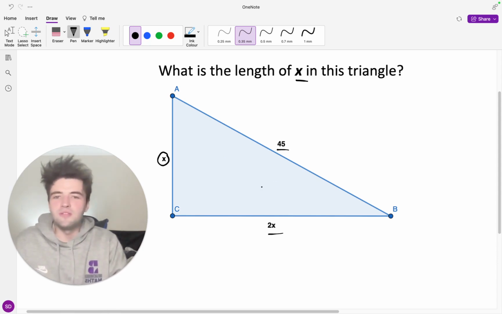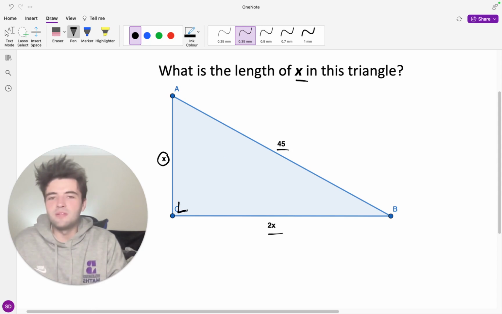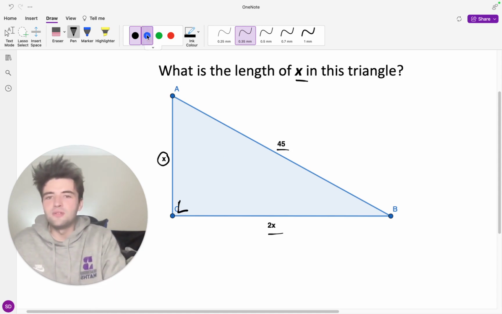And we know that it's the hypotenuse because our right angle is going to be opposite the hypotenuse, which is going to be the one here just on the bottom left. So we can look across from that to see where our hypotenuse is.